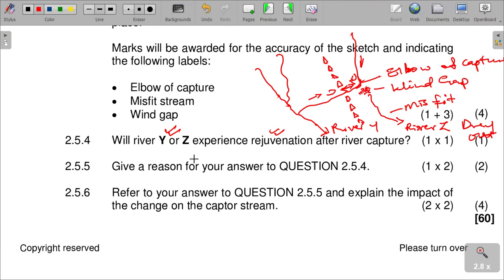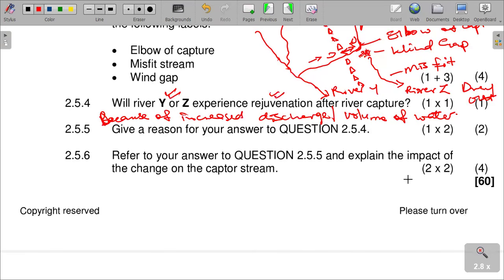And then give reason for your answer. I already said that it is Y because of increased volume of water, because of increased discharge or volume of water. That is why Y can have more water because of increased discharge or volume of water. Then: refer to and explain the impact of change on the capture stream. Refer to the question and refer to the impact on the capture stream.